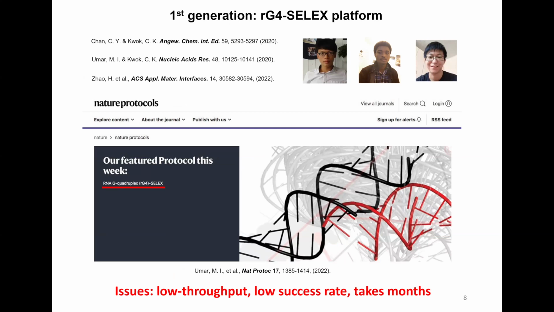So they worked really hard. These are all PhDs, and Jamie is an RA. So the success rate is very low. It takes them months to get the aptamer, just for the identification process, not the characterization and application part.